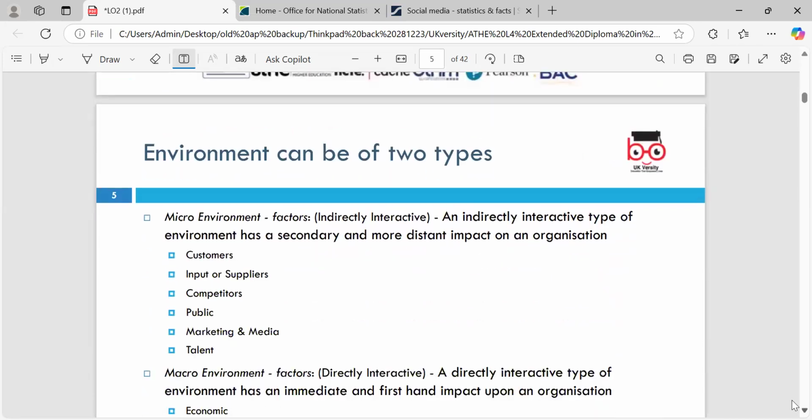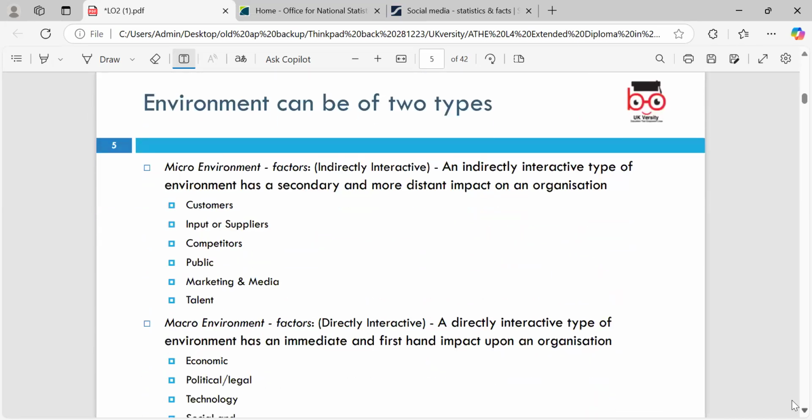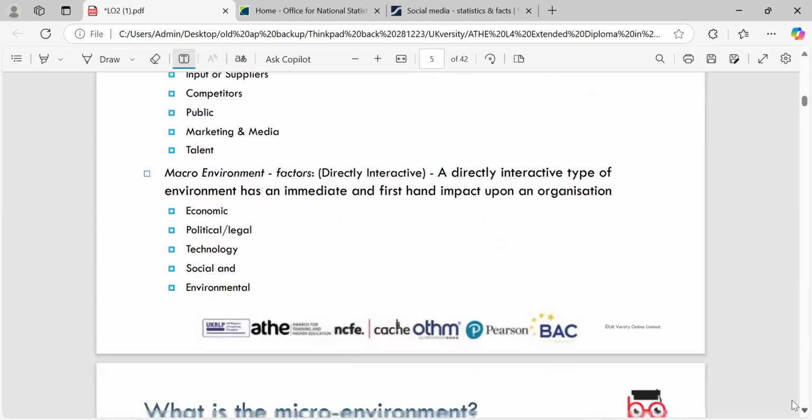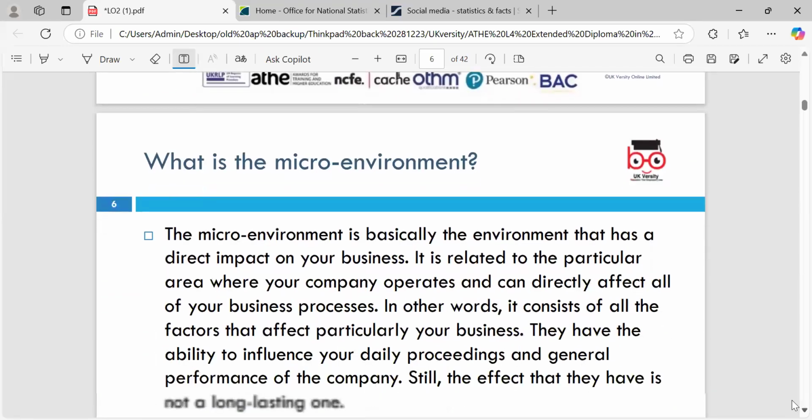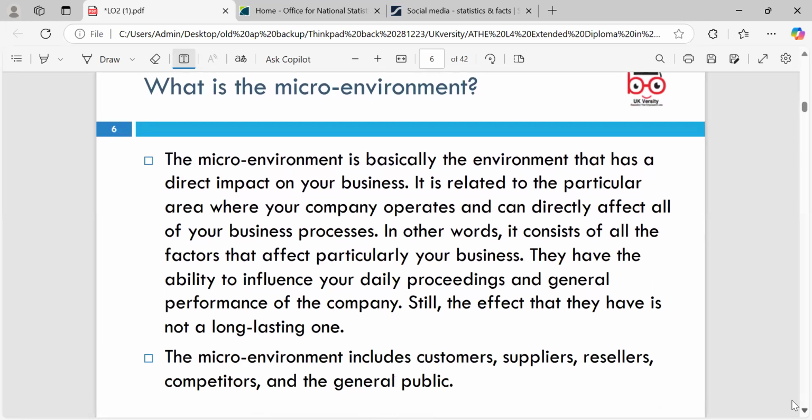So the environment can be of two types, which impact in various ways. The micro, meaning the small level, small scale: customers, suppliers, competitors, public, marketing, media, and talent. These we can adjust, but macro, which is external and uncontrollable, we can't adjust. So the micro environment is basically the environment that has a direct impact on your business. It is related to the particular area where your company operates and affects the business's processes.